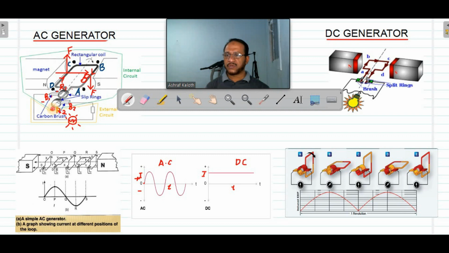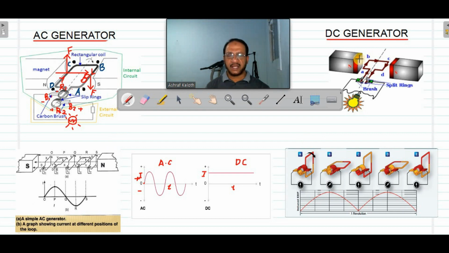Ring R2 becomes positive. Brush B2 also becomes positive. In the first half cycle, the current flows in the ABCD direction. In the second half cycle, the current flows in the DCBA direction. Means each half rotation, the direction of current reverses. First ABCD, then DCBA. Such a current flowing in opposite directions, changing direction periodically, is called alternating current.